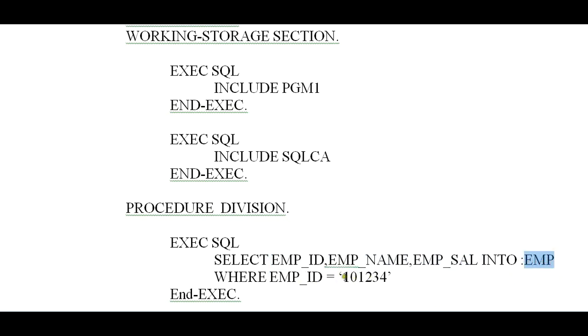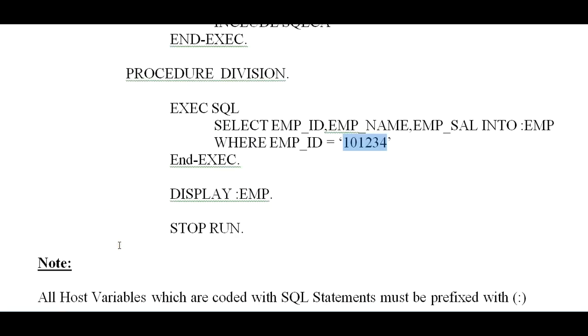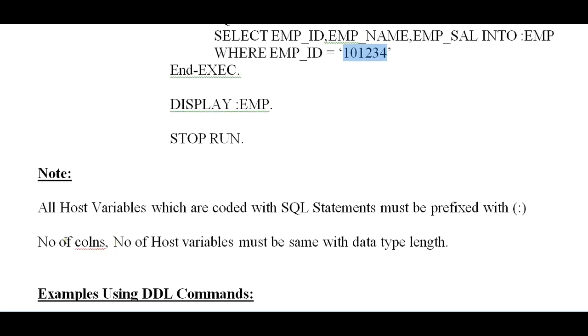And here, instead of a value, you can give your host variable, where you will be passing some values depending on the working. So note, all the host variables which are coded with an SQL statement must be prefixed with a colon. So it is easy to identify: is it a table field or is it a working storage field? So it is better to define it with a colon. The colon defines which variable it is. The number of columns and the number of host variables must be the same, with the data type length. If you are using DCL gen, it will take care of it. If you are trying to write it manually, be careful.